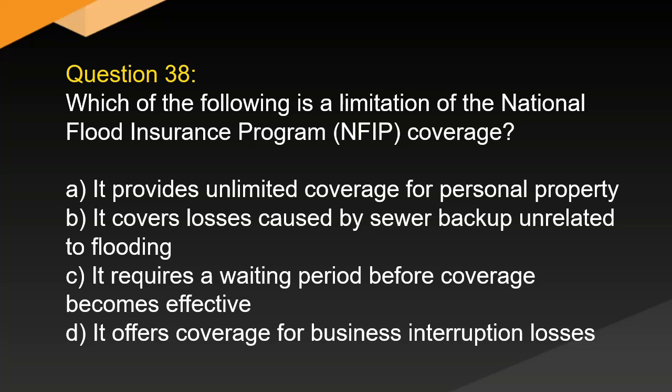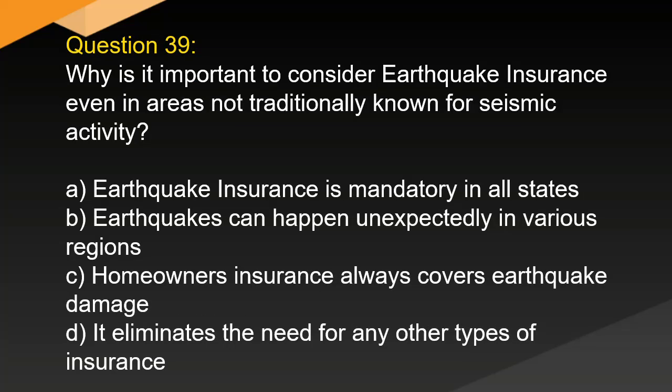It provides unlimited coverage for personal property. B. It covers losses caused by sewer backup unrelated to flooding. C. It requires a waiting period before coverage becomes effective. D. It offers coverage for business interruption losses. Question 39. Why is it important to consider earthquake insurance even in areas not traditionally known for seismic activity?